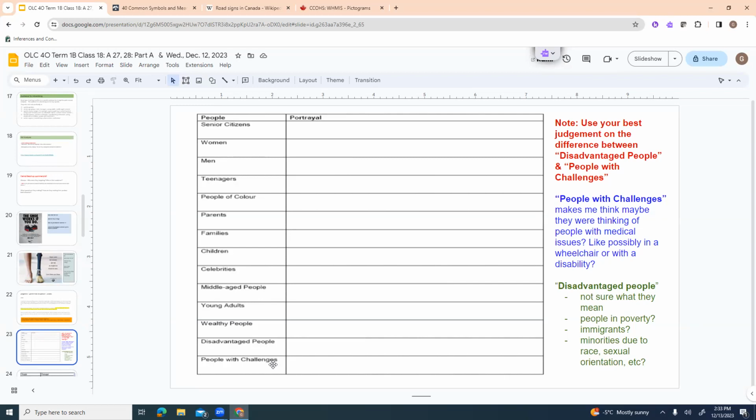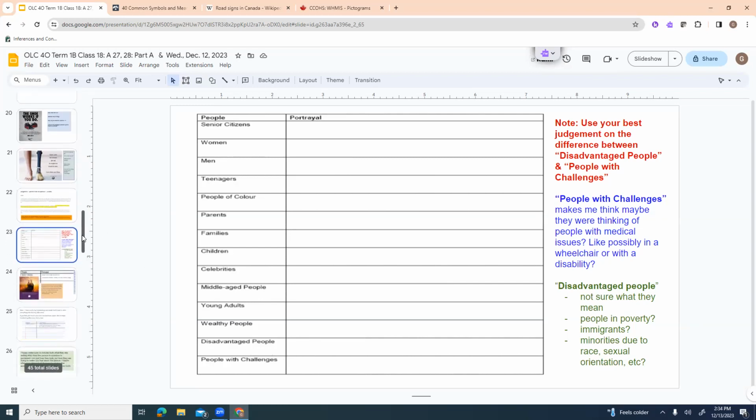Do they mean people in poverty, immigrants? Do they mean minorities due to race or sexual orientation? So you can use your best judgment about what fits those categories. I will be pretty lenient with those two because I think they've made it a bit confusing.